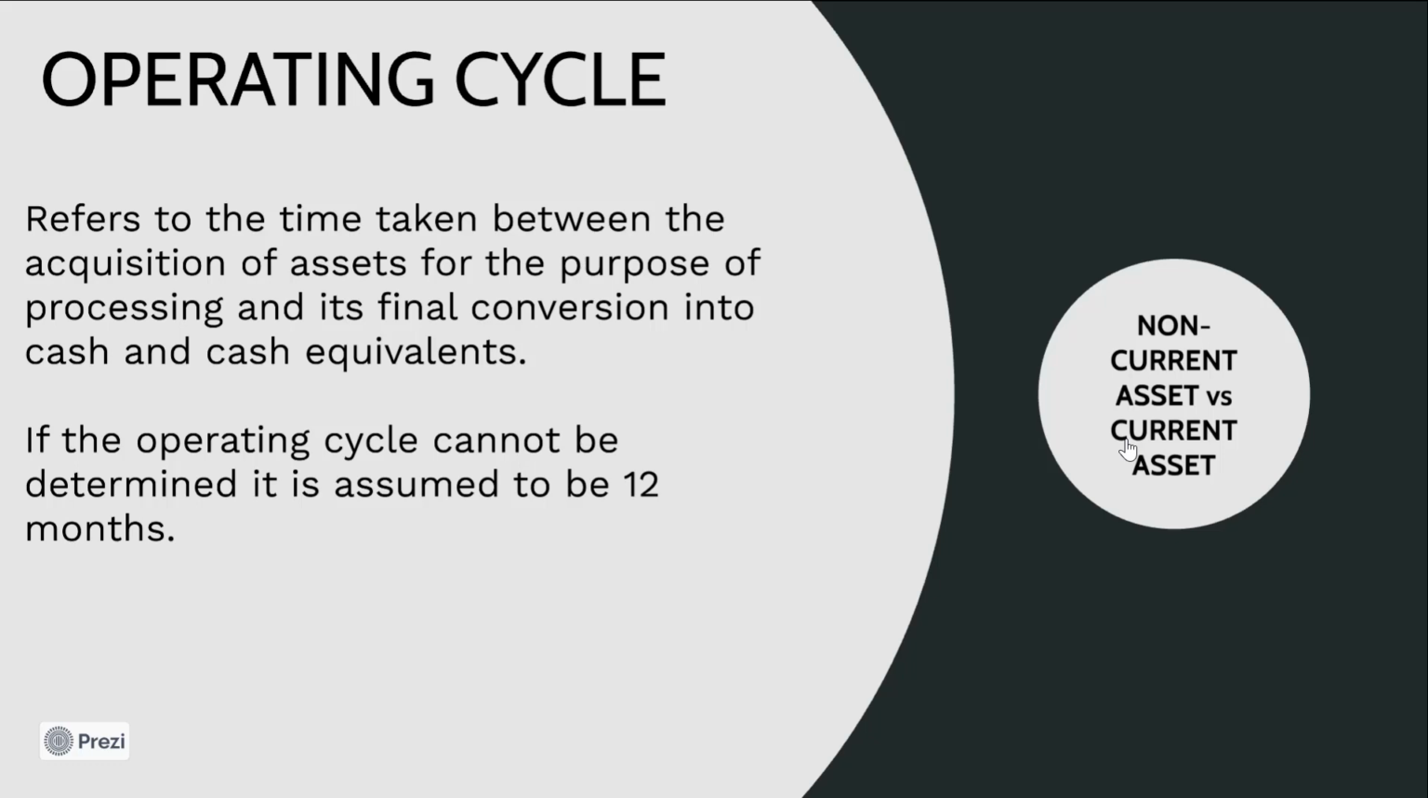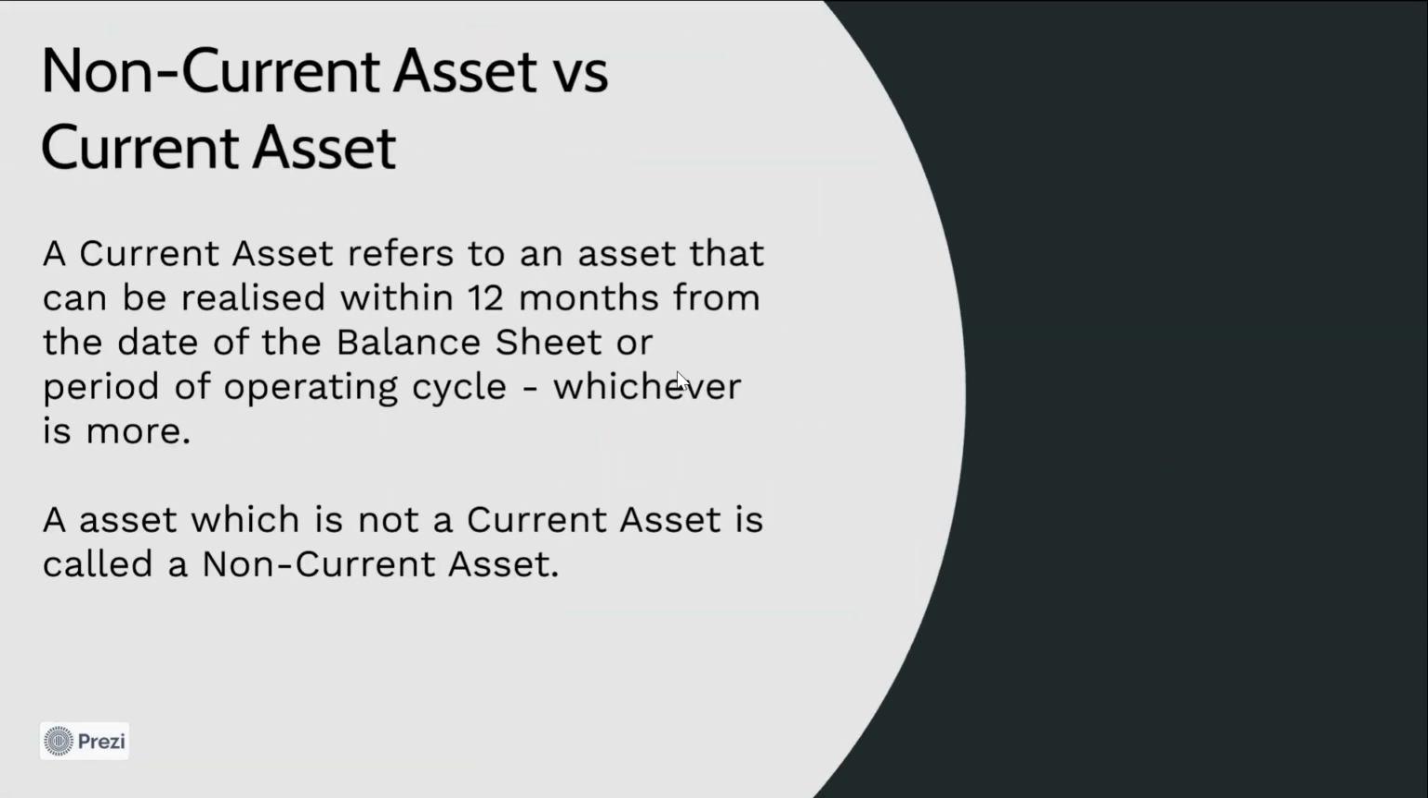Now, what is the relationship between operating cycle and non-current assets and current assets? A current asset refers to an asset that can be realized within 12 months of the date of the balance sheet or the period of the operating cycle, whichever is more. And an asset which is not a current asset is called a non-current asset. So assuming that the operating cycle is 18 months, the benchmark is 12 months or 18 months, whichever is greater, so that's 18 months.